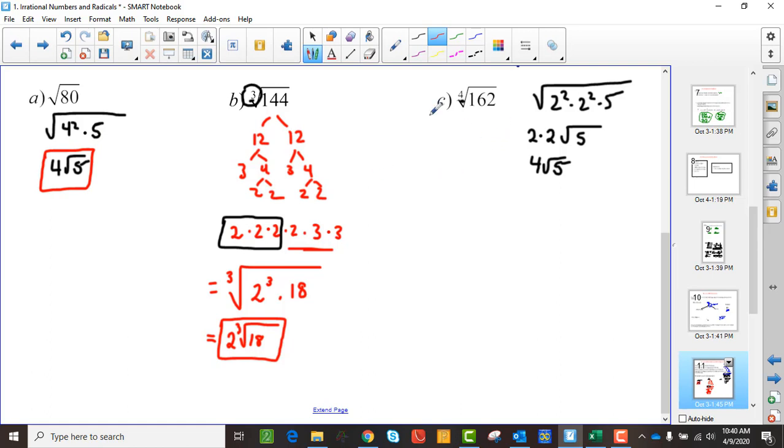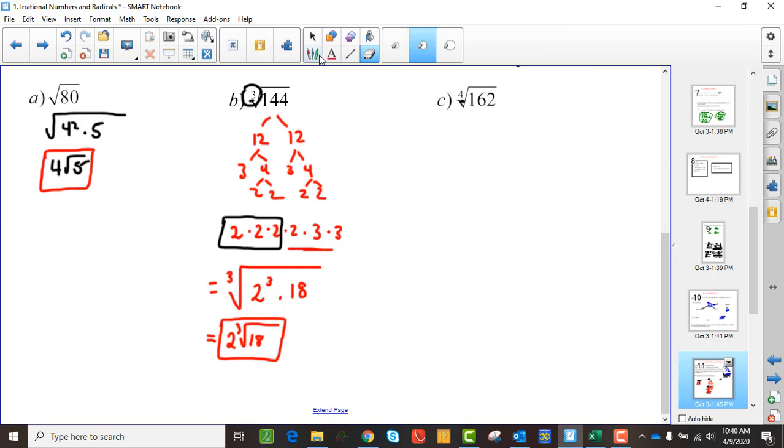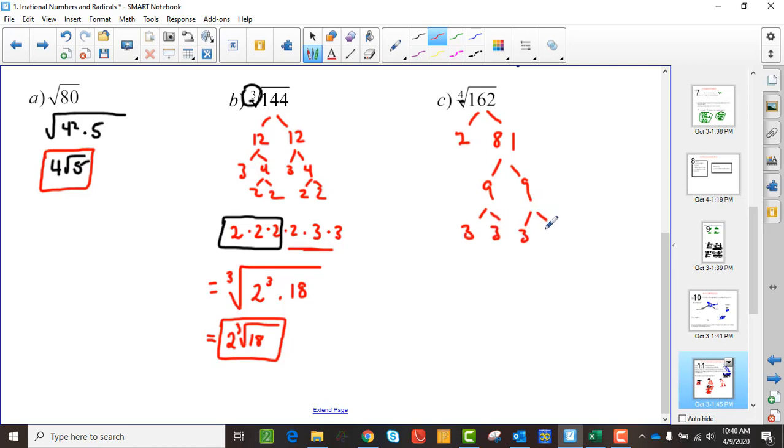All right, the 4th root of 162. So we're going to try to get, again, prime factorization. I'm going to start just by going 2 and 81. And then 81 is 9 times 9, and that's 3 and 3, and that is 3 and 3. So I notice that the prime factorization is 3 times 3 times 3 times 3 times 2. And then I look for a group of 4. So here's my group of 4. Okay. So then I write this.